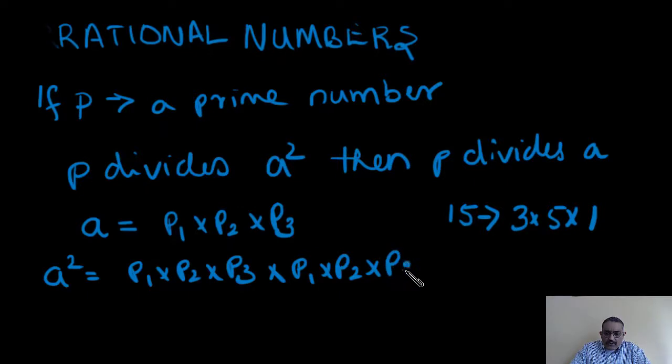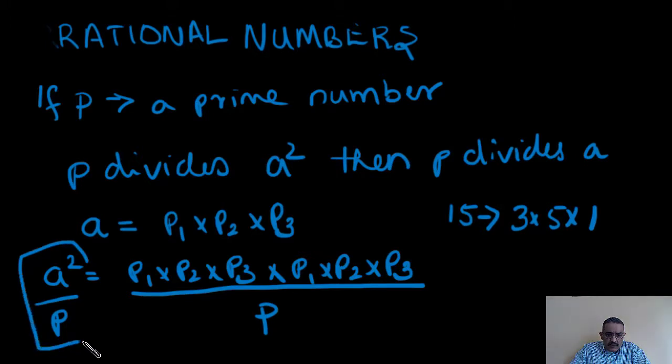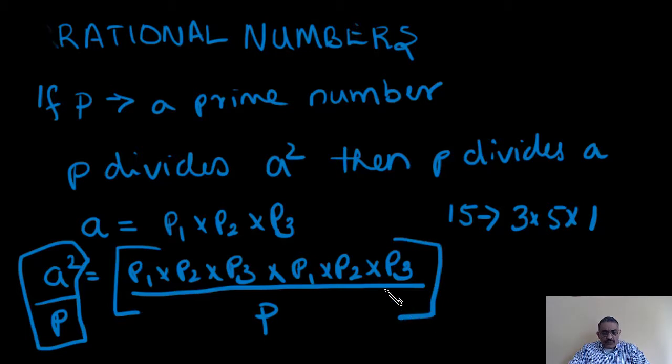P2 times P3. Now let's divide both sides by P, our prime number. Now if this is a perfect division and there is no decimal, no remainder, then this portion has to be the same, no decimal, no remainder. How is that possible? These are all prime numbers. P1, P2 and P3 are prime numbers. P is also a prime number. Therefore, P has to be either P1 or P2 or P3. That's the only way that this can happen.